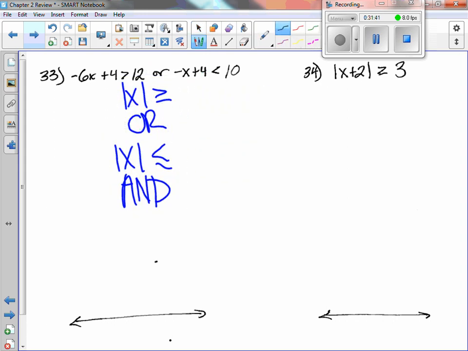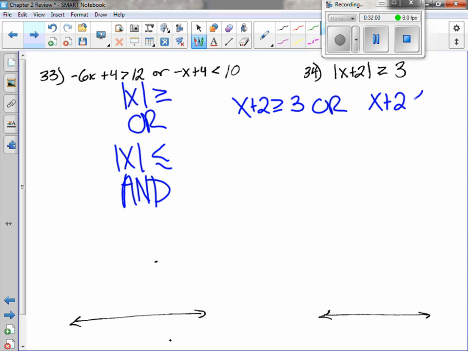Now, because here we have the absolute value of x plus 2 is greater than or equal to 3, we are dealing with an or statement. There will be 2 statements with this. We have an or statement because one of them is going to be x plus 2 is greater than or equal to 3, and the other is going to be that x plus 2 is less than or equal to negative 3. We have 2 statements here. We're always going to have 2 statements here.